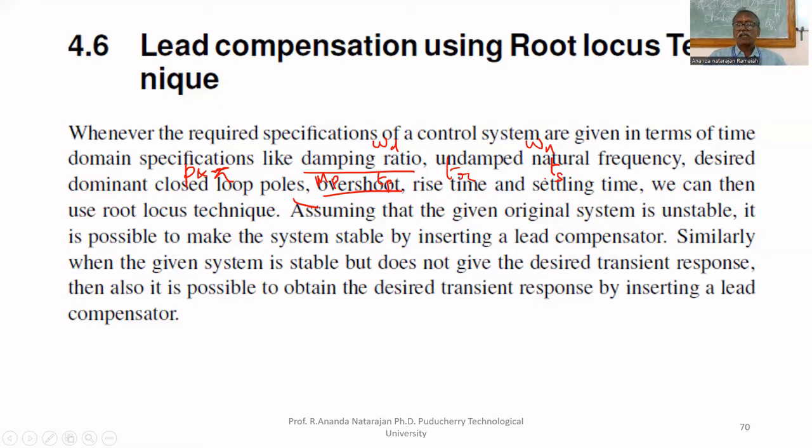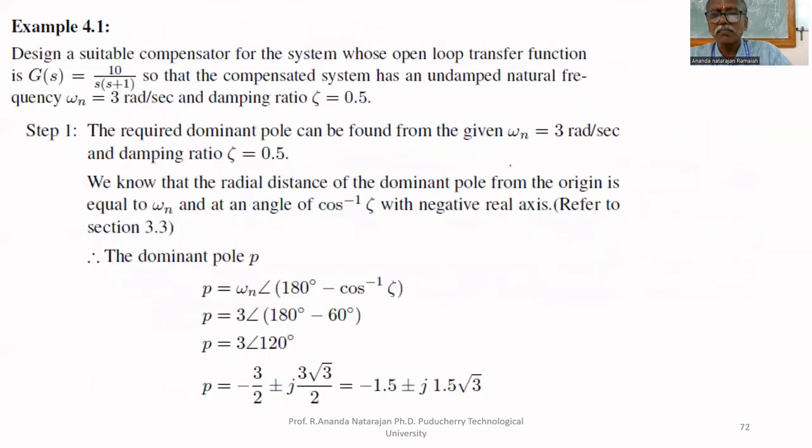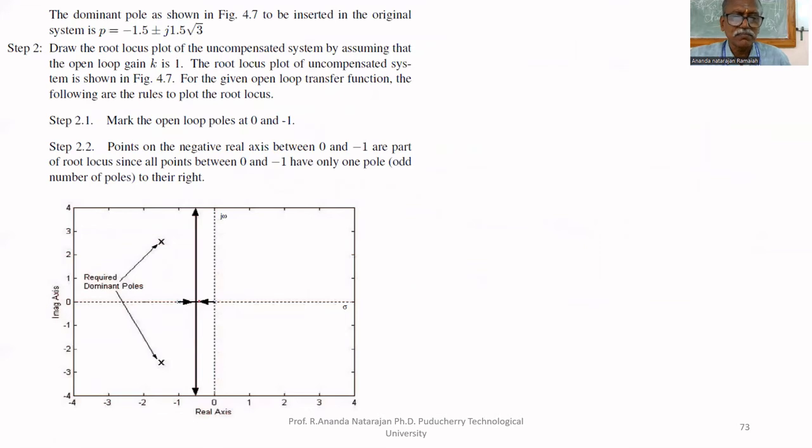If the poles are at this point, I can get this much overshoot, this much rise time, this much settling time. Like that, I can decide. For example, I have a root locus like this. This is the root locus of a second order system. But my desired location of pole is this. Only then will I get the required value of zeta. This is the required value of zeta, and this is omega n. I selected omega n and zeta.